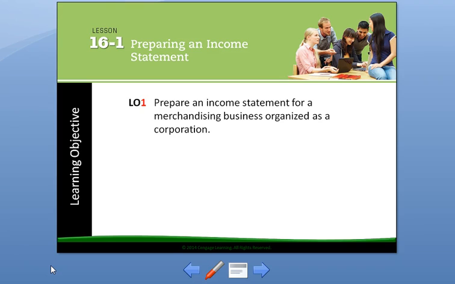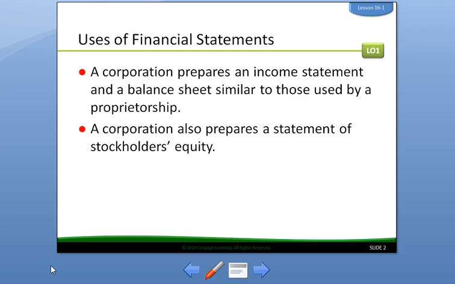So today it's just the income statement for our corporation of 3 Green Industries. The uses of financial statements. So a corporation prepares an income statement and a balance sheet similar to those used by a proprietorship. A corporation also prepares a statement of stockholders' equity. So the stockholders' equity is the one difference from the proprietorship when we talked about Delgado Web Services. So basically, financial statements provide the primary source of information needed by owners and managers to make decisions on the future activity of a business.